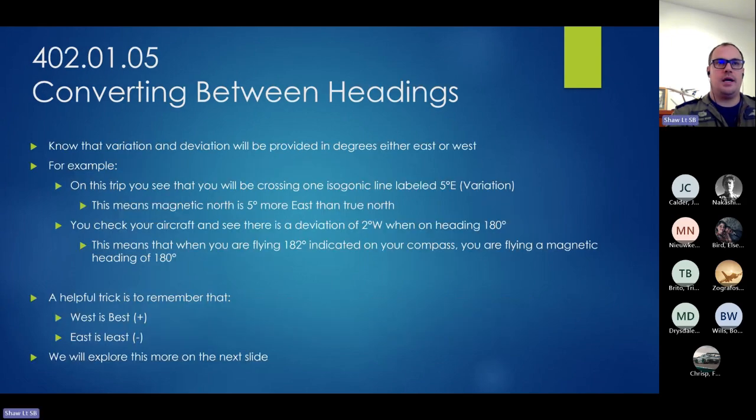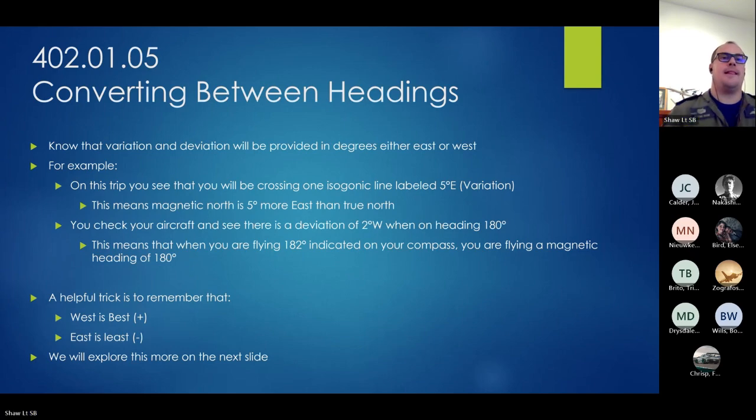Okay. So variation and deviation will be provided in degrees, either east or west. For example, on this trip you'll be crossing one isogonic line labeled 5 degrees east. Remember on our map, by Lynn Lake, there was that purple dashed line that had 5 degrees east on it. So that's our isogonic line of variation, 5 degrees east. This means that magnetic north is 5 degrees more east than true north. So if you check your aircraft and you see there's a deviation of 2 degrees west when on a heading of 180, this means that you're flying 182 indicated.